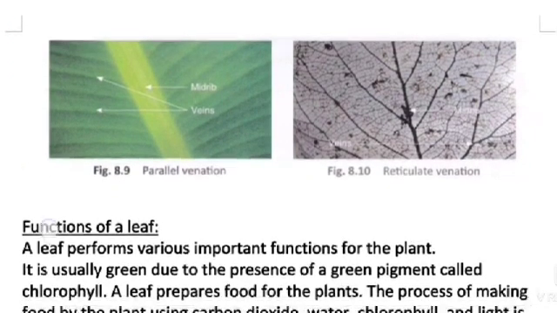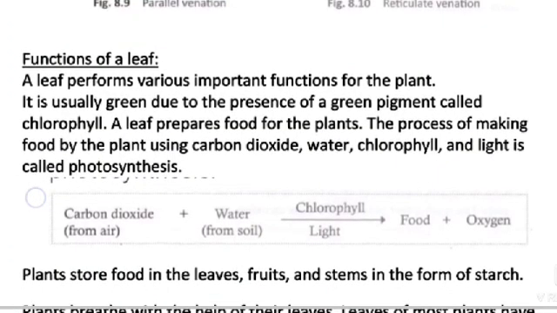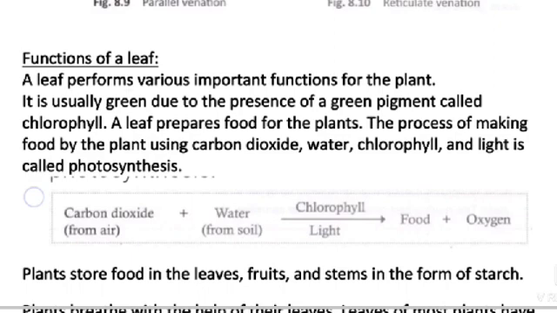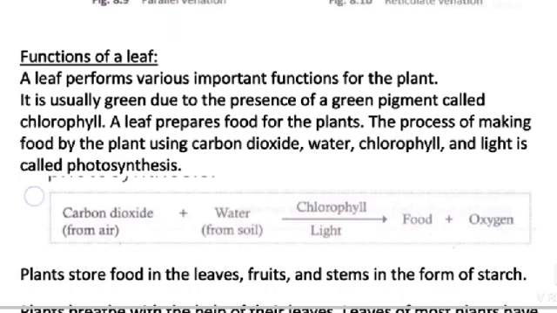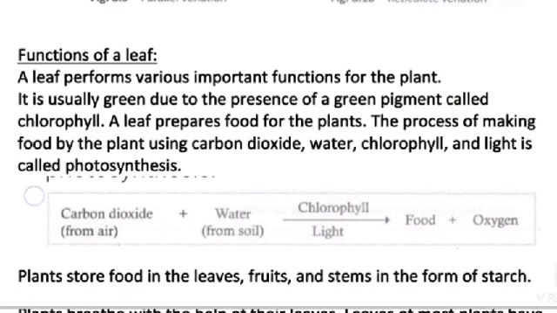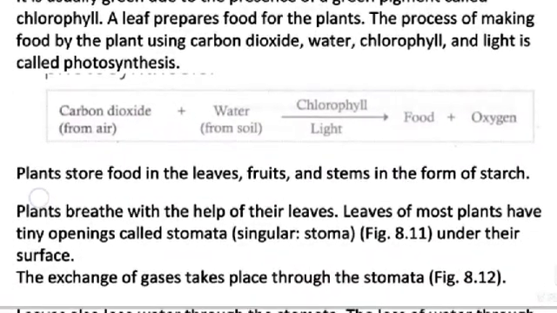Function of the leaf. The leaf performs various important functions for the plant. It is usually green due to the presence of a green pigment called chlorophyll. A leaf prepares food for the plant. The process of making food by the plant using carbon dioxide, water, chlorophyll and light is called photosynthesis. See the equation: carbon dioxide plus water gives rise to food plus oxygen.